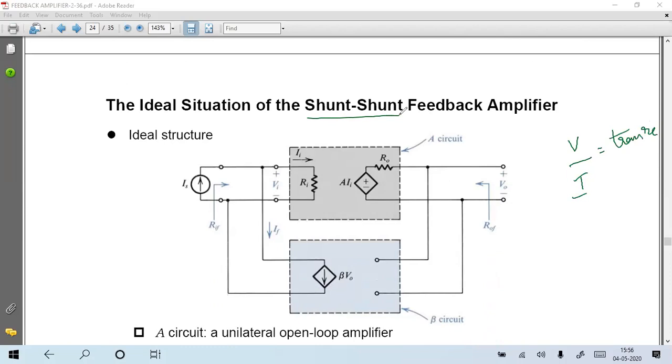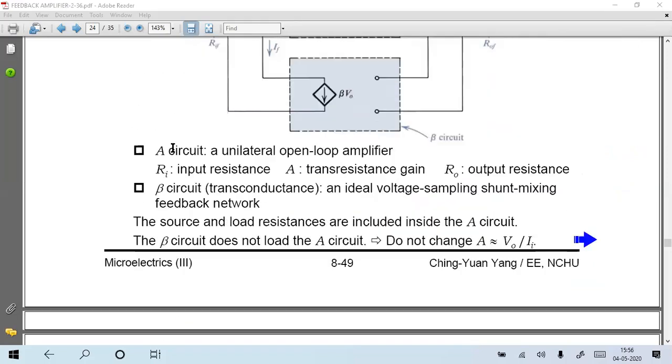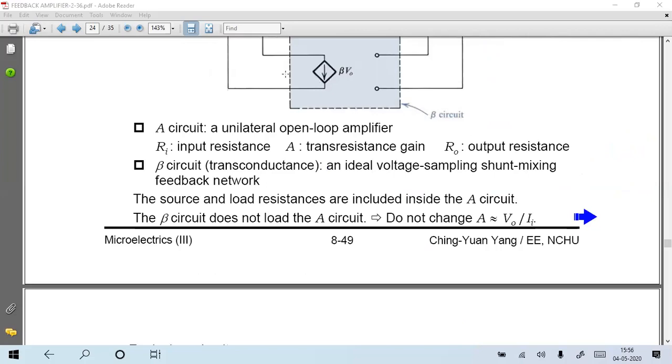One more name for the transresistance amplifier is shunt feedback amplifier. One more name is what? The output voltage is shunt with the input, so you can say it is a voltage shunt amplifier. This is the ideal case, which I have already discussed in the video I posted, guys. Now we'll see the practical case.